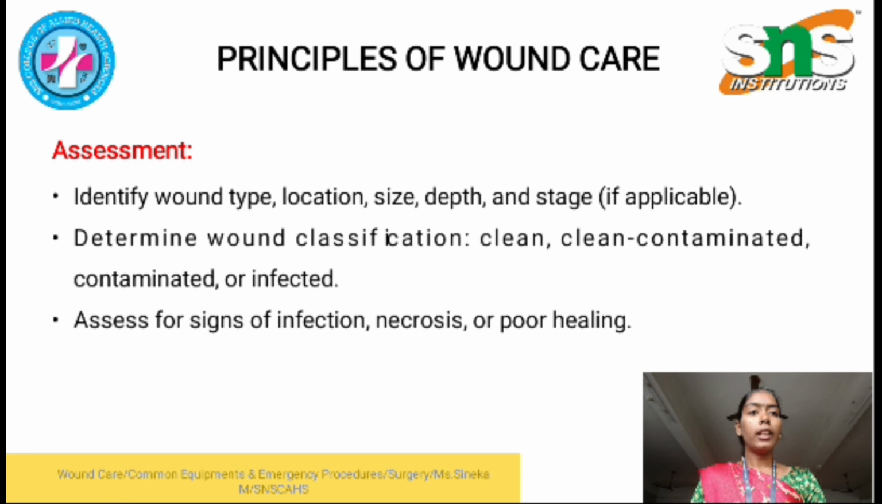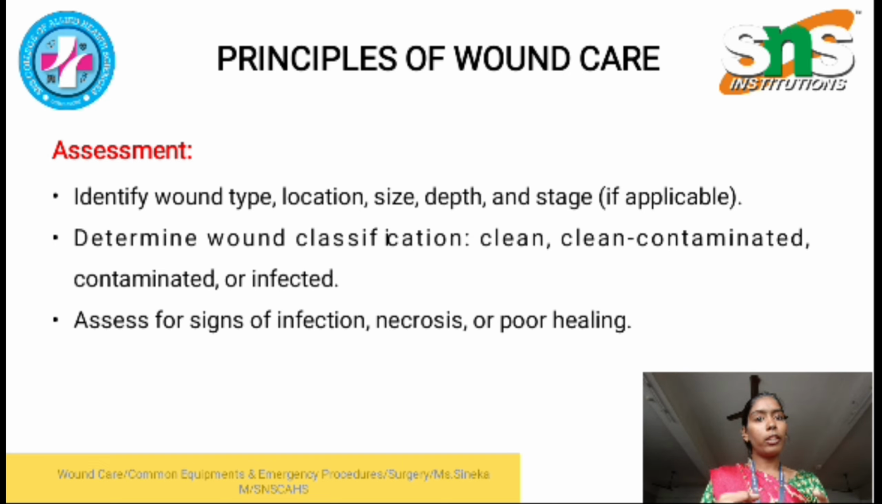Principles of wound care. The first one is assessment. Before doing the wound care, we have to assess the wound type, wound location, wound size, wound depth and stage if applicable. Then we have to classify the wound into three types. The first one is clean wound. Clean wound carries less microorganism and also it heals in shorter duration. The next one is clean contaminated wound. It carries some microorganism and it also lead to contaminated wound. The third one is contaminated or infected wound.